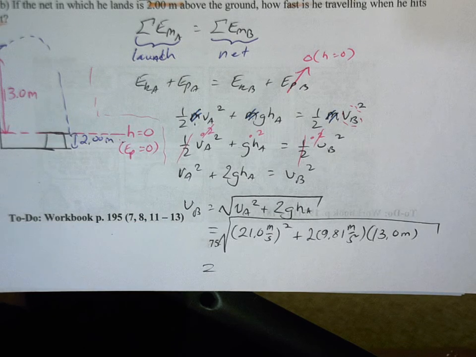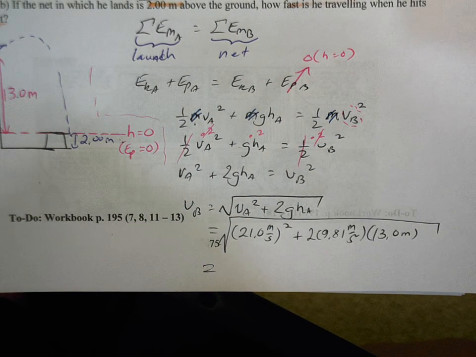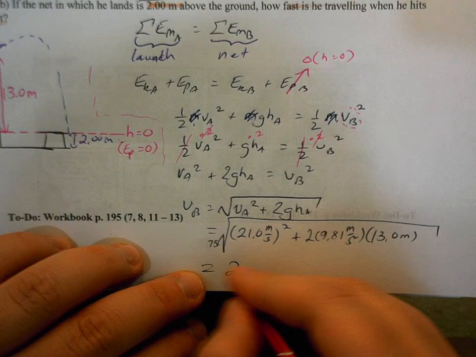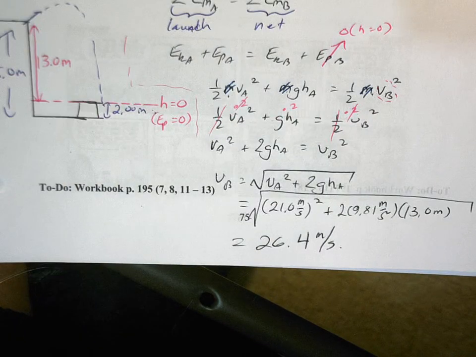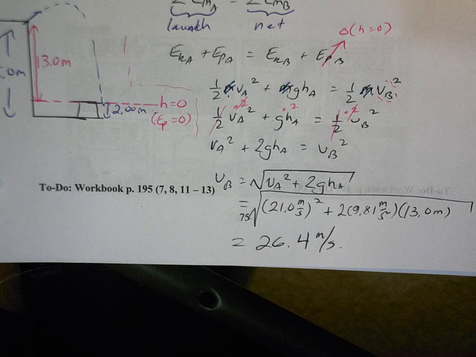Again, a lot of work going on here, a lot of places to make mistakes. Take these questions really slow and methodically. And yeah, we'll get about 26.4 meters per second. So this allowed us to find the speed without doing all the projectile motion equations, which is nice.